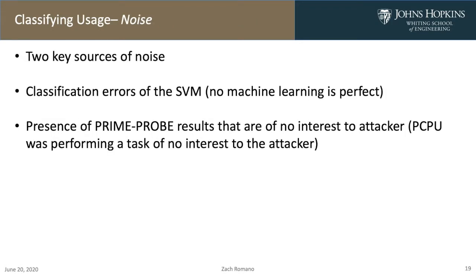So now we're going to talk about some noise when we're trying to classify what code path the victim was taking. There are two main sources of noise here. The first one is classification errors. No machine learning algorithm is perfect, so the SVM is certainly going to output a few misclassifications, and we're going to need to correct those somehow. The next one is the presence of prime probe results that are of no interest to the attacker. Maybe either the VMM or Xen was running something, or a bystander VM was running something. We're going to discuss in later sections how we mitigate these.